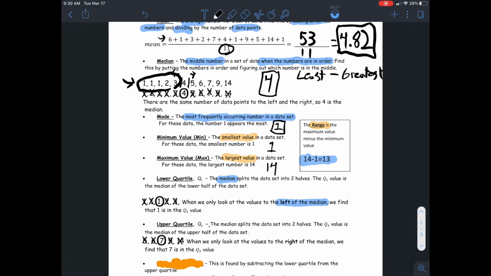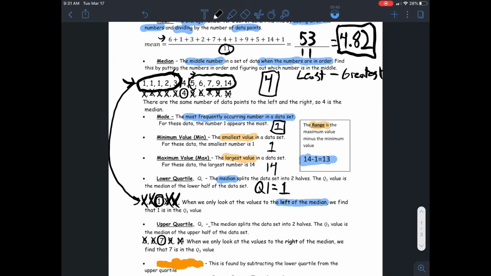So let's take just the numbers on the left of the median. We pull those down, and then we find the median of that half. So we cross off 1 on the left, 1 on the right, 1 on the left, 1 on the right, and our Q1, or the median of the first half of our data, is 1.